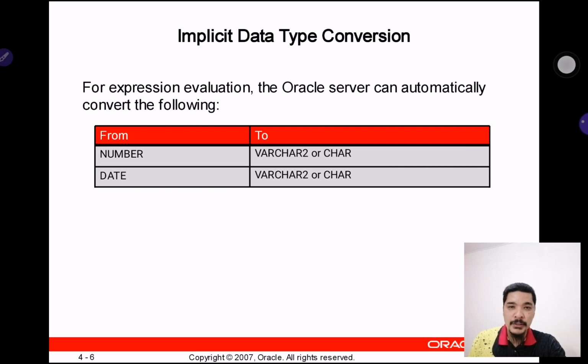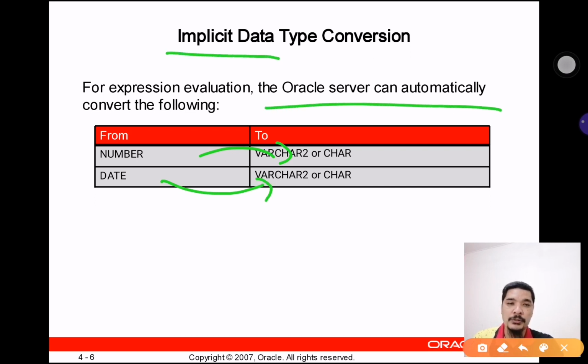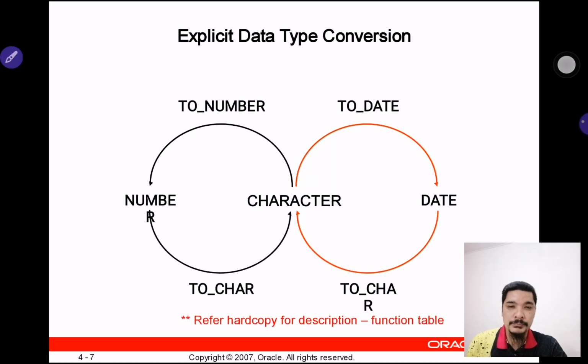For expression evaluation, the Oracle server can automatically convert the following: from number to varchar2, and also from date to varchar2. This is what we call implicit data type conversion. The Oracle server does it automatically, so we don't have to worry: number to varchar2 or char, date to varchar2 or char. Move to the next one.